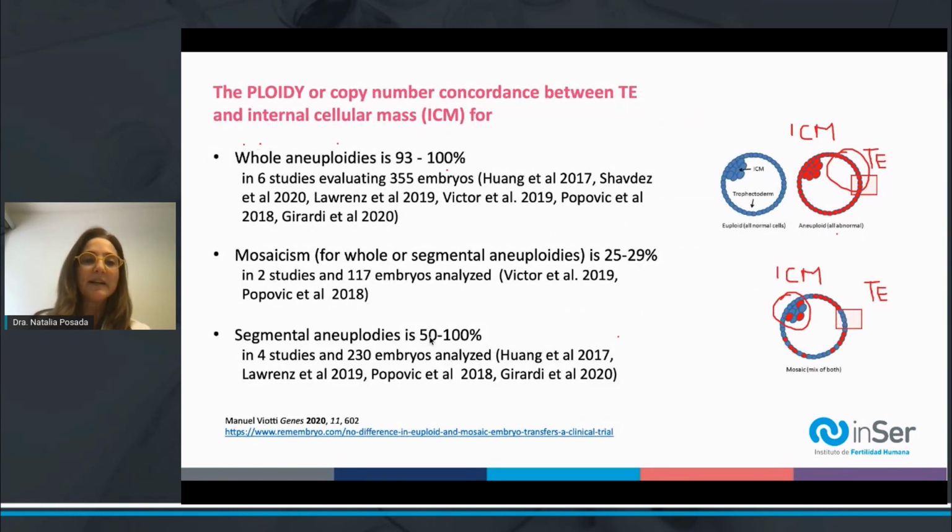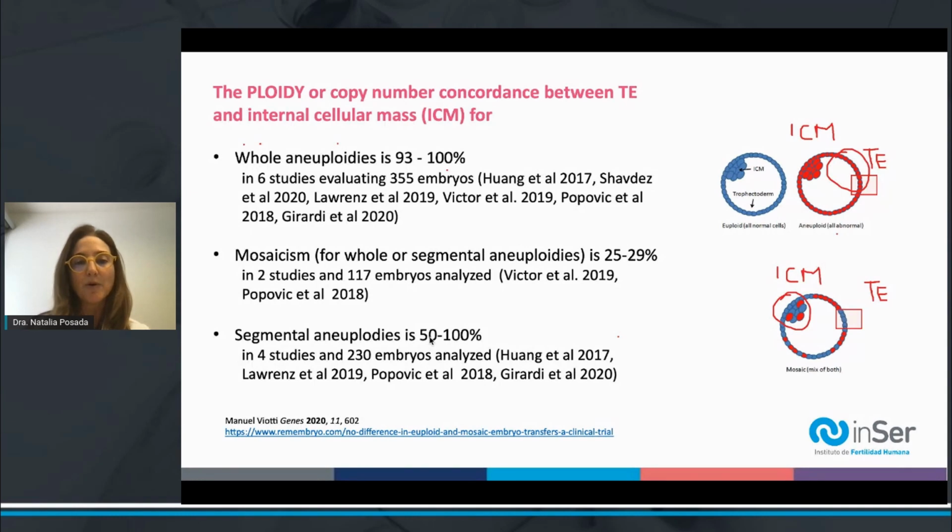So there have been a couple of studies evaluating the ploidy or copy number concordance between trophectoderm and internal cellular mass. And for whole aneuploidies, this concordance is usually very, very high, between 93 and 100%. However, when we have mosaic results, the concordance is not as good. This mosaicism concordance is only between 25 and 29%. And for segmental aneuploidies, it's variable between 50 and 100%.